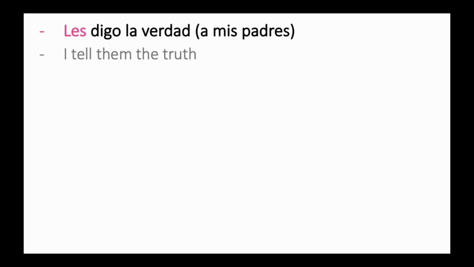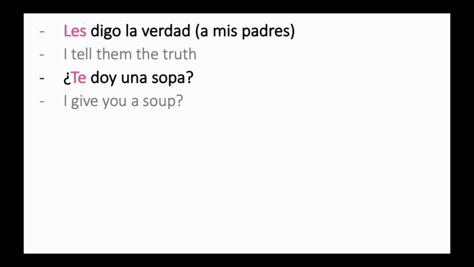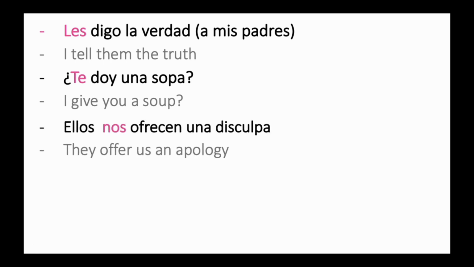Otro ejemplo. Les digo la verdad a mis padres. Te doy una sopa. And the literal translation is, I give you a soup. But when you ask it this way, you're asking, should I give you a soup? Or would you like me to give you a soup? Is what this would mean. Ellos nos ofrecen una disculpa. They offer us an apology.